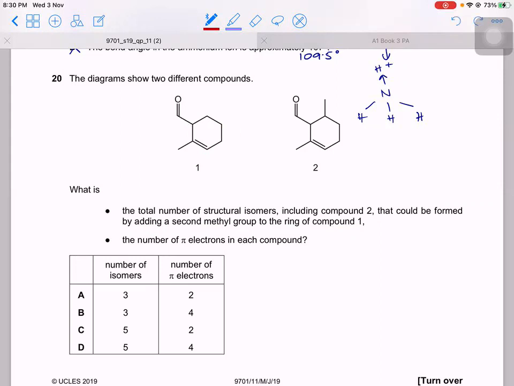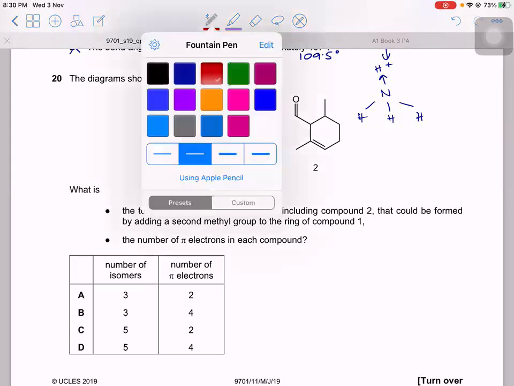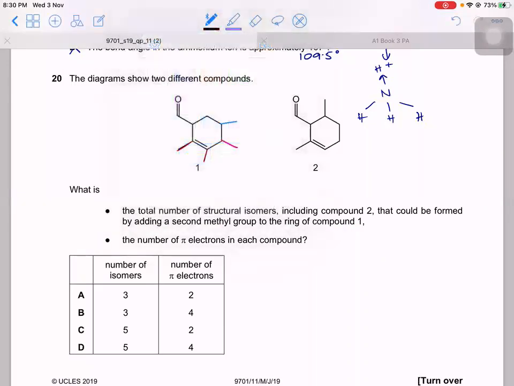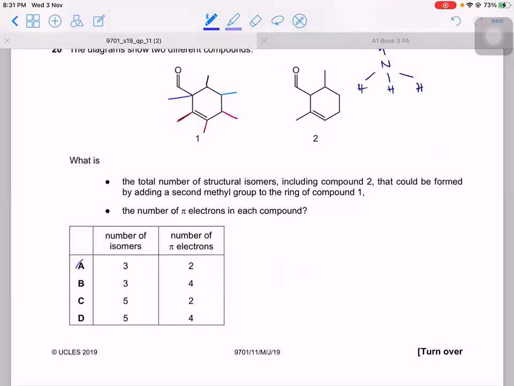Do you see you have 1, 2, 3, 4, where 4 is the same as 2, which is the same as this. So 4 and 1, 5 different positions. How many isomers can we have? 5. The answer can be C or D.